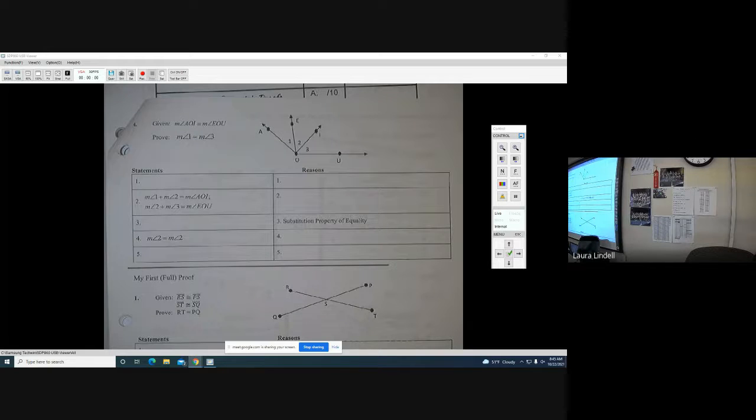Hold on. In order to use this, you have to know something about it. Of course. If you get stuck, look back at your list of properties and postulates and definitions and see if there's anything that matches.